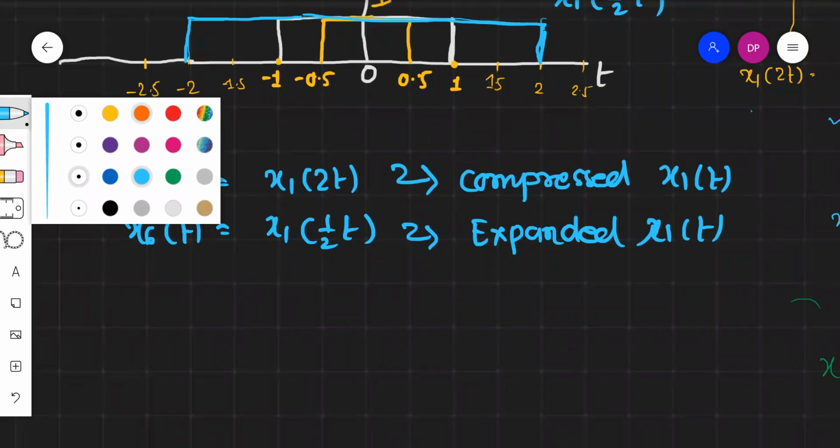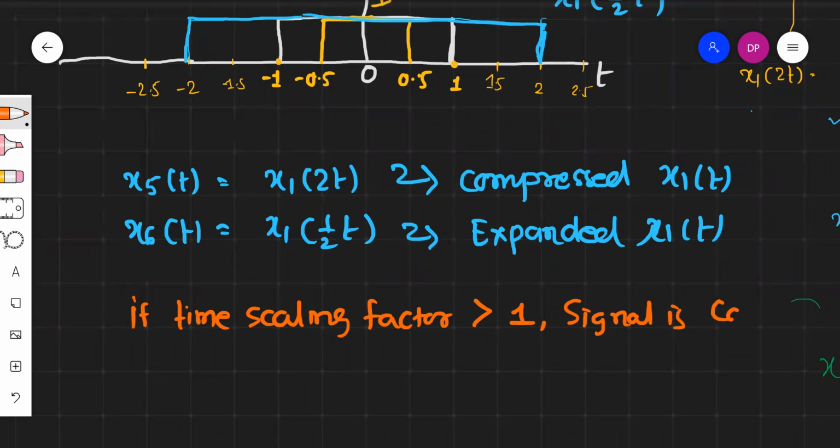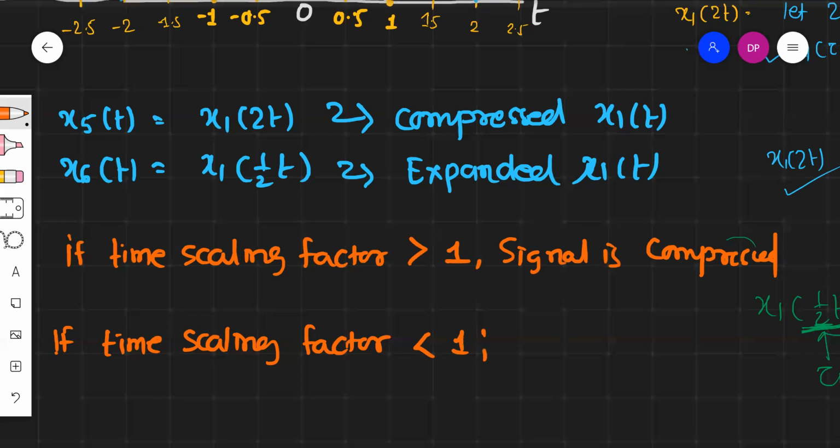Which I can write in this way. If the time scaling factor is greater than 1, the signal is compressed. If the time scaling factor is less than 1, the signal gets expanded. This you should remember always.